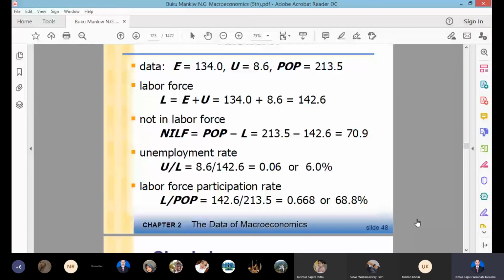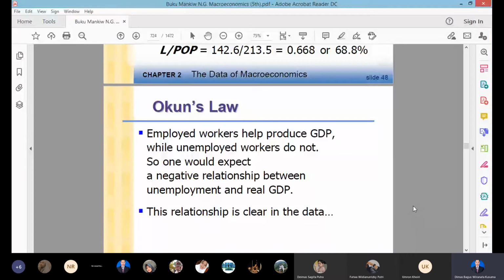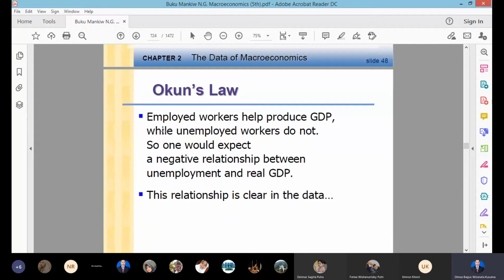So look, talking about the labor force and also GDP, we are given one law called Okun's law. Okun's law actually tries to relate the GDP and unemployment. From this law, he said that employed workers help produce GDP, while unemployed workers do not. So one would expect there is a negative relationship between unemployment and real GDP.